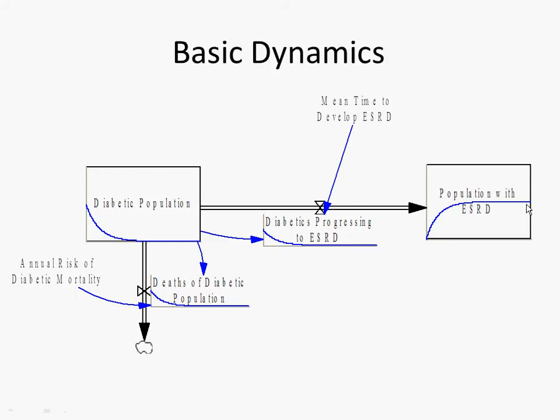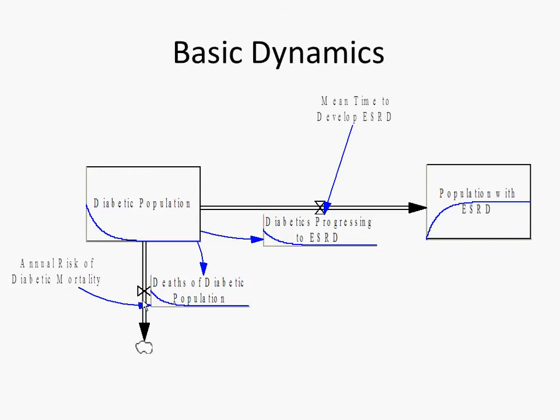To put it another way, let's flip it around. Suppose diabetic mortality, this lower flow here, suppose that were extraordinarily high. Do you expect fewer or more people to get diabetic end-stage renal disease? Fewer. Okay, so that's an intuition. Now let me ask you this. So fewer people will get it because more will be done, right? Okay, fair enough.